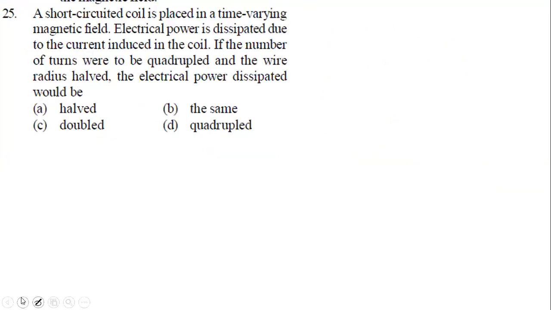Okay, let's go for the next question. Question number 25. A short circuited coil is placed in a time varying magnetic field. Electric power is dissipated due to the current induced in the coil. If the number of turns is quadrupled, which means becoming 4 times, and the wire radius is halved, the electrical power dissipated will be?